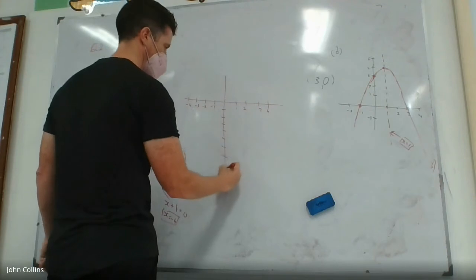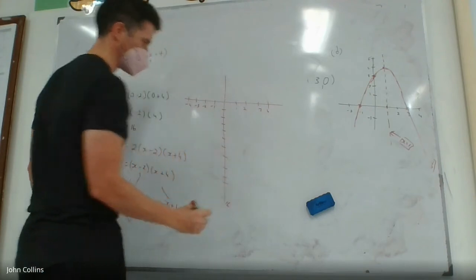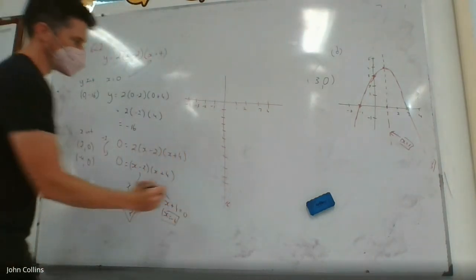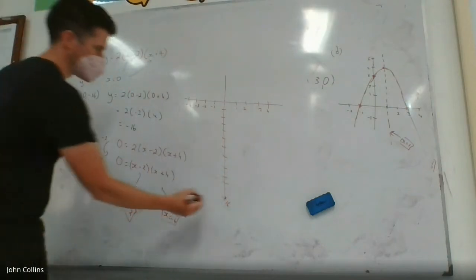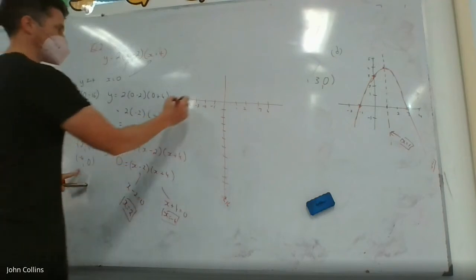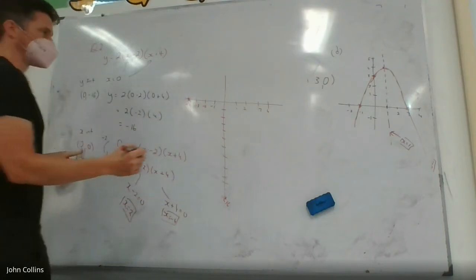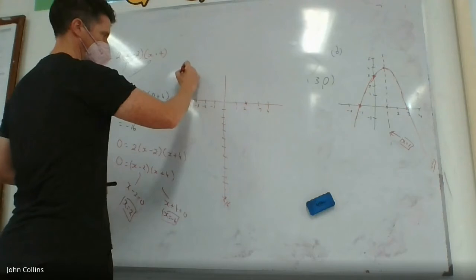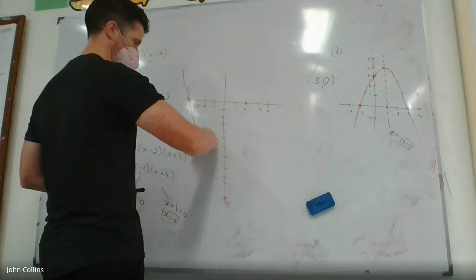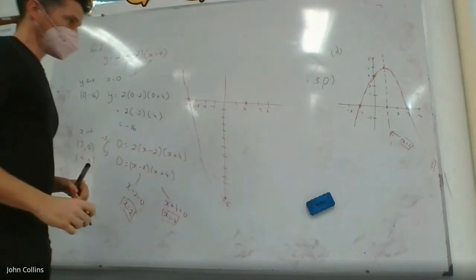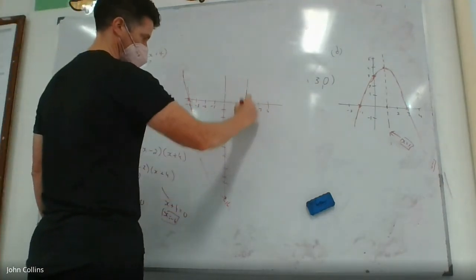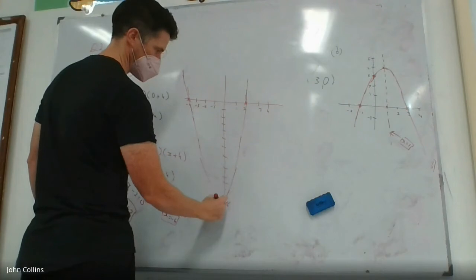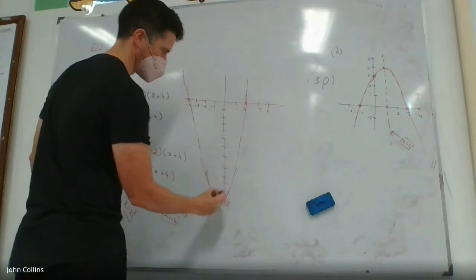And you can go all the way down. I'm not going to put them in. All the way down to 16. Put in your points. 0, minus 16. Minus 4, 0. 2, 0. And we know it goes down like this. It probably actually goes lower than 16 and curves here. Something like that.